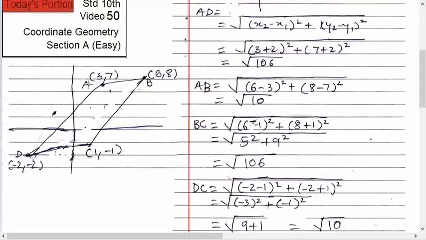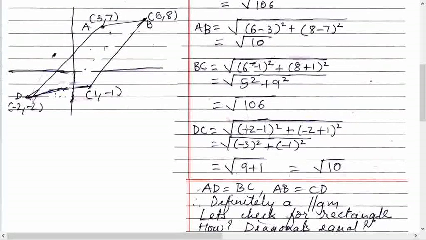Next AB. So x2, 6 minus 3 the whole square plus 8 minus 7 the whole square. That is root of 10. See, here you can take any one as x1 y1 and any one as x2 y2. Sometimes I may take this as x1 y1, sometimes I may take the other one as x1 y1. Okay, BC is what? 6 minus 1 the whole square plus 8 plus 1 the whole square, because this is minus already over here. So 5 square plus 9 square is 106, square root 106.